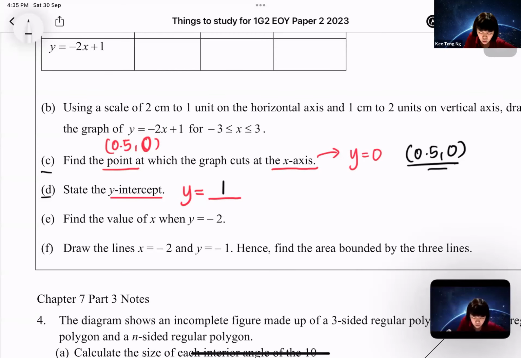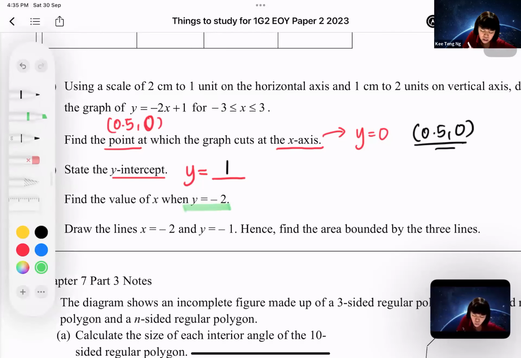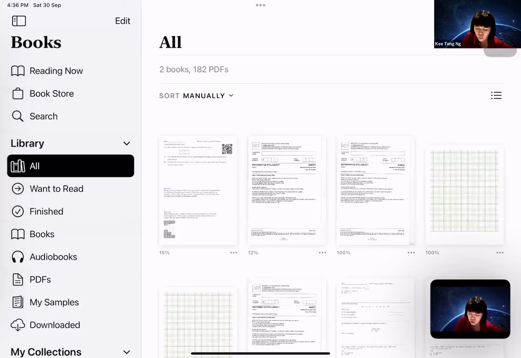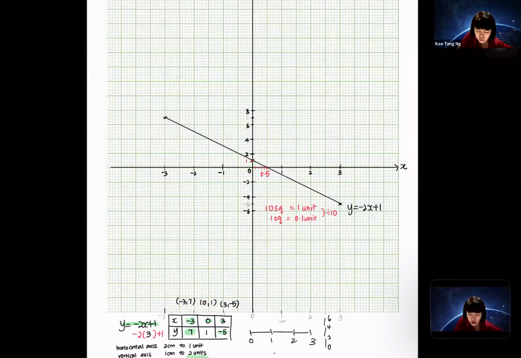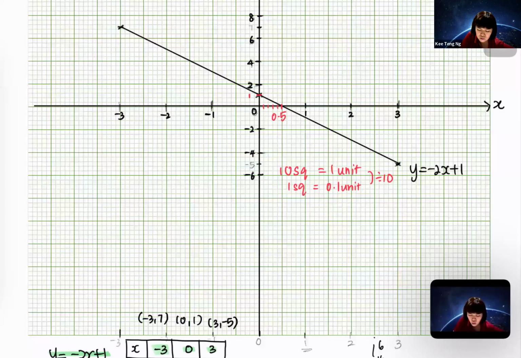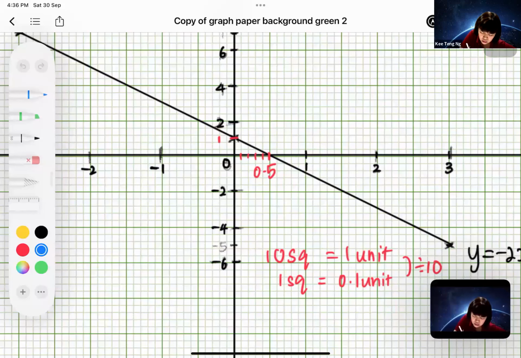Okay? Next one, find the value of x when y equals to -2. Y equals to -2. I need to go back to my graph to draw y equals to -2. Look for y equals to -2 on my graph. Y value is my vertical axis, -2. Where is y equals to -2? Y equals to -2 is here, right? So I use my ruler to draw y equals to -2 dotted lines. Touch your graph, turn, right, and read the number.